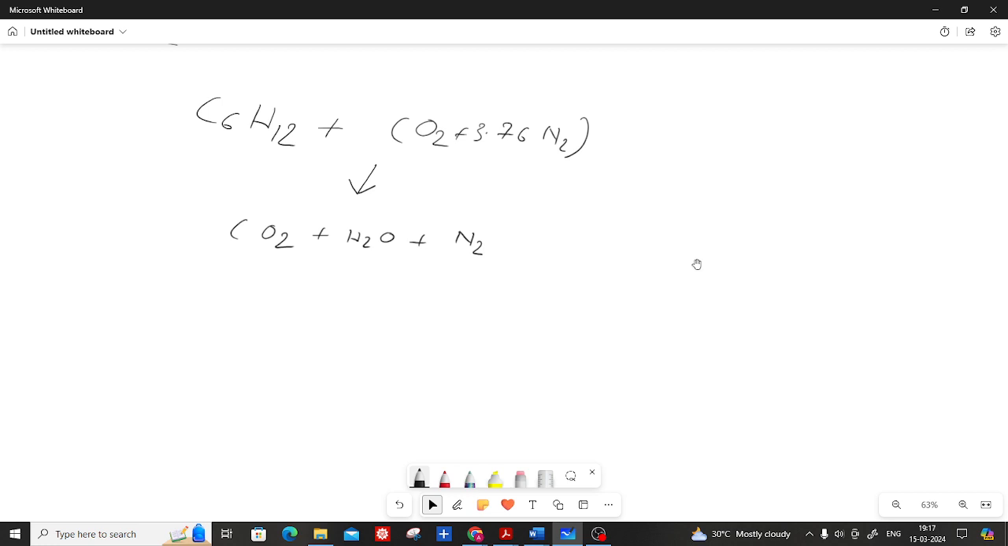See, if the question is given as a combustion reaction, then nitrogen will remain nitrogen. It won't react. But I'm saying this is for the normal condition. At some conditions nitrogen reacts, but in the general case we do not consider the reaction of nitrogen with oxygen. So can you balance this equation? Nitrogen will remain nitrogen, it won't react. Can you balance?